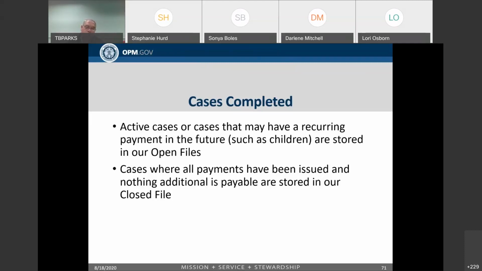On the opposite side of things, when there's a case where all payments have been issued and nothing else is payable, then those get stored in what's called our closed file. So there's nothing else that's payable now or in the future. Everything's paid out. There's nothing else to pay. So those are considered closed file cases.